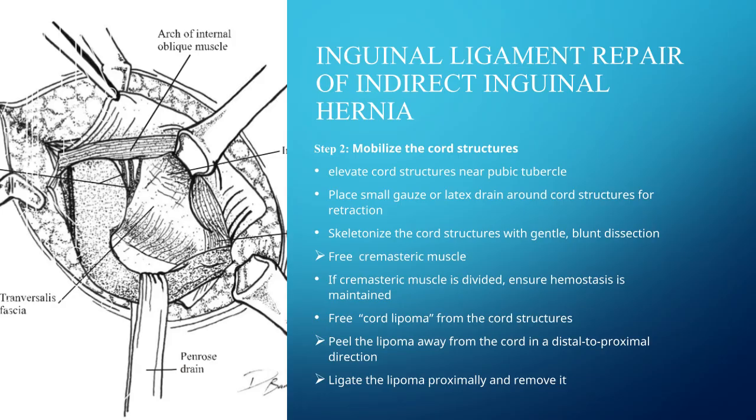You will frequently find a yellow, lobulated mass of extraperitoneal fat lying alongside the cord. This is often called a cord lipoma. It is not a true tumor but can mimic a hernia sac. It is essential to peel this lipoma away from the cord in a distal to proximal direction, ligate it proximally, and remove it. Leaving it behind can lead to the patient feeling a persistent bulge postoperatively.